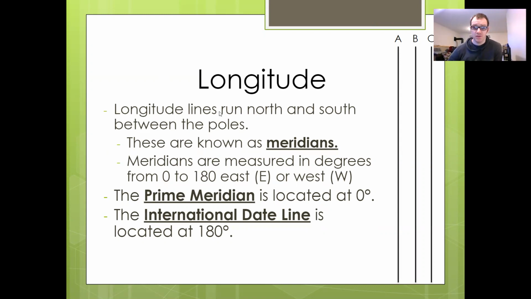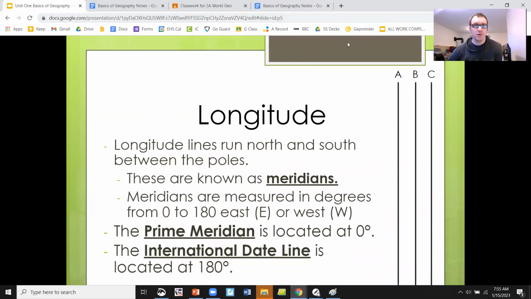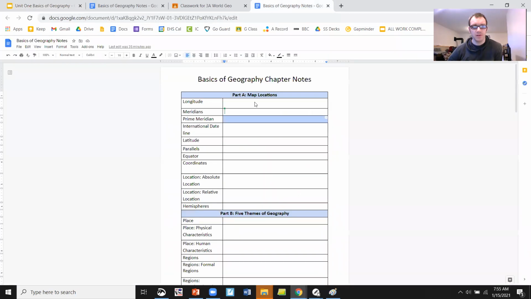So first up, we have longitude. Now, if you look at your notes, you'll see there's a few things you'll fill in here for longitude. You'll probably fill in longitude, meridians, prime meridian, and maybe international dateline, right? So this slide's going to have 4 notes with it.